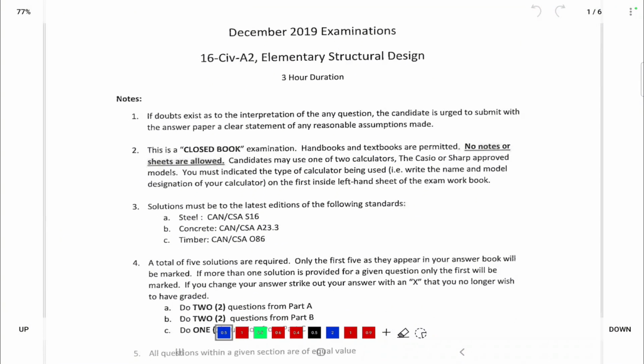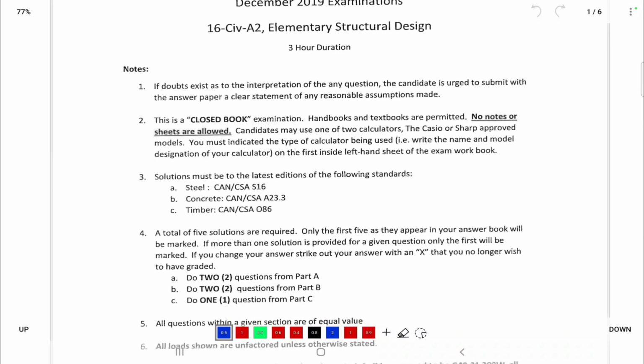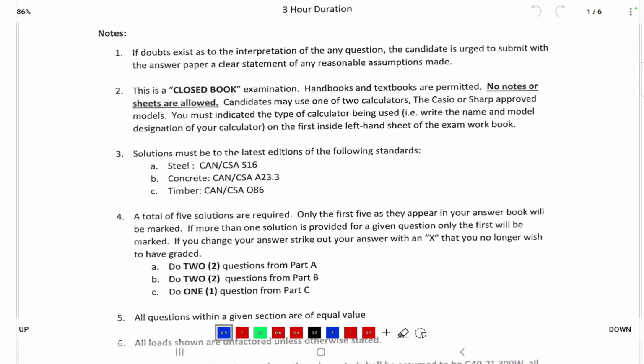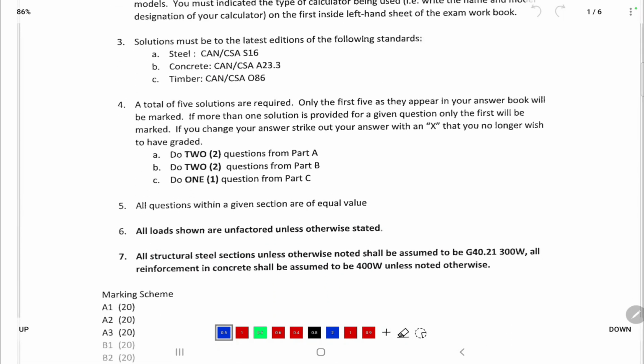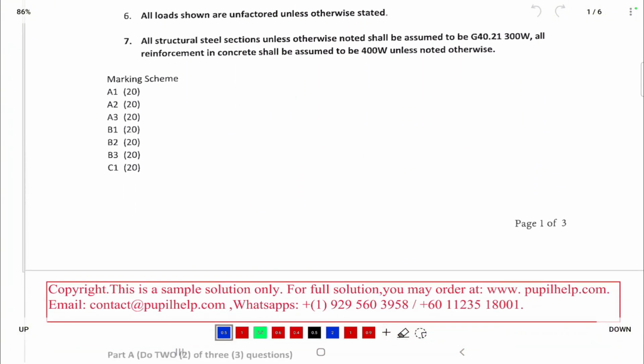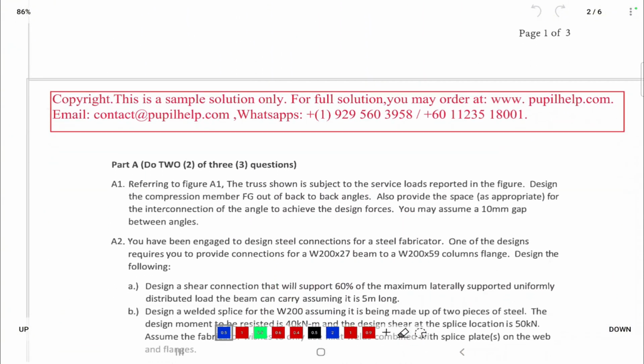So we will go through this examination. These are the notes, the general notes for candidates, and these are the codes: steel, concrete, and timber. The student can go through this one and understand the requirements.